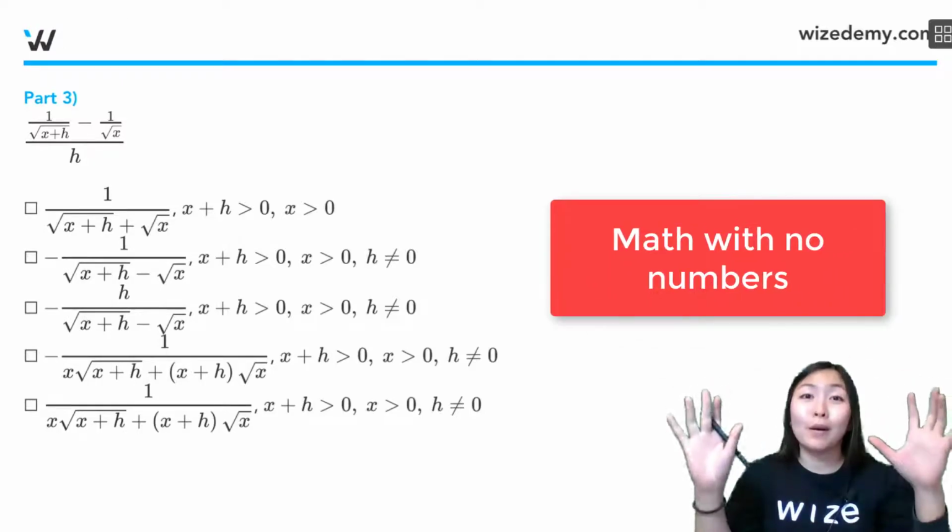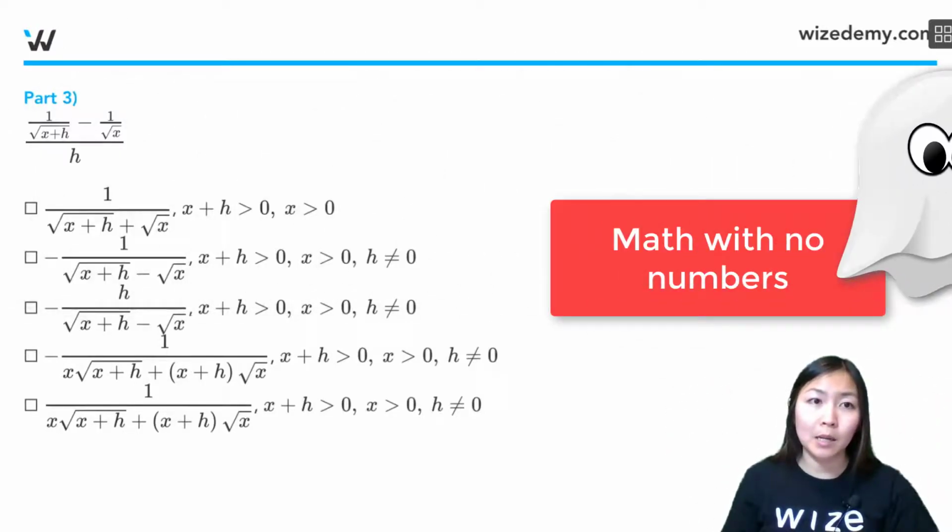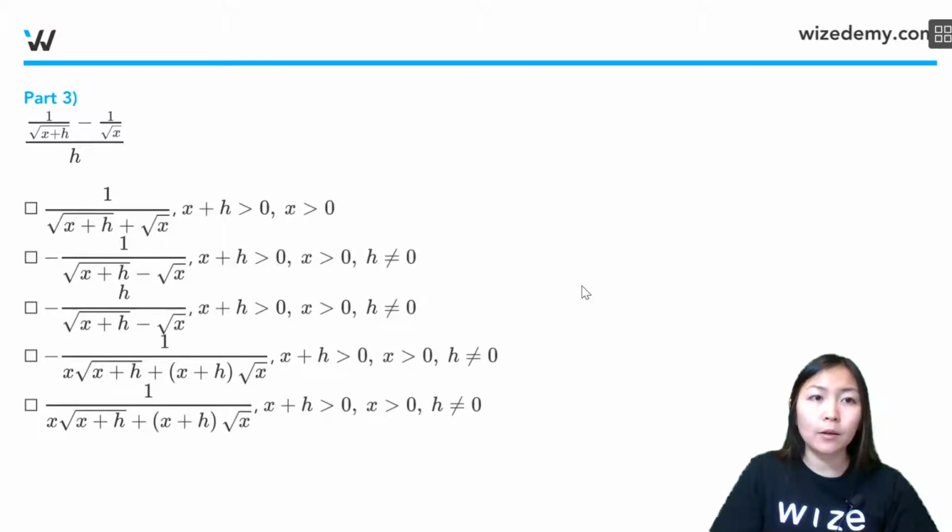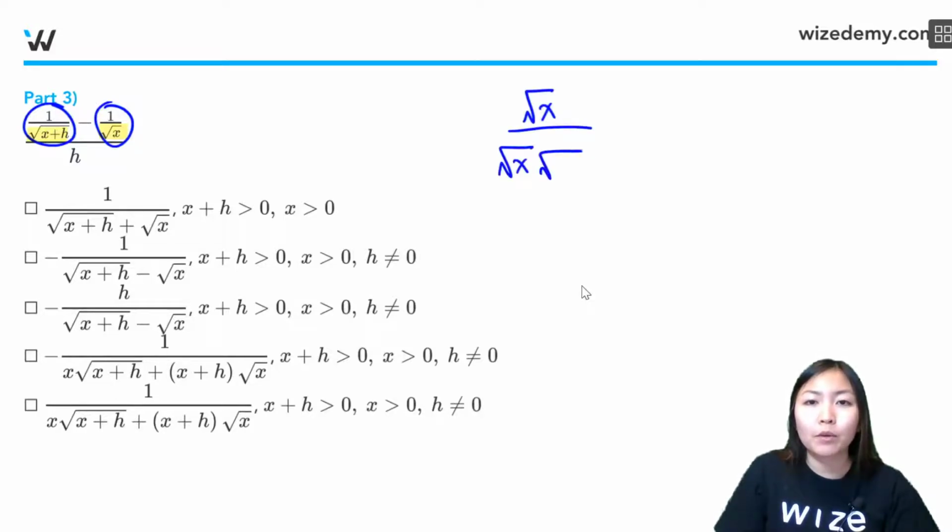Okay, part 3 looks a little scarier. It's math without numbers, but don't worry, follow the same steps. First of all, I notice that I have 2 fractions, and those are in my numerator. So I'm going to try to combine them into one fraction first. To combine them into one fraction, I need a common denominator. The common denominator is going to be the square root of x plus h times the square root of x, meaning I need to multiply the first chunk by square root of x in the numerator and denominator. So I get the square root of x over square root of x times square root of x plus h.